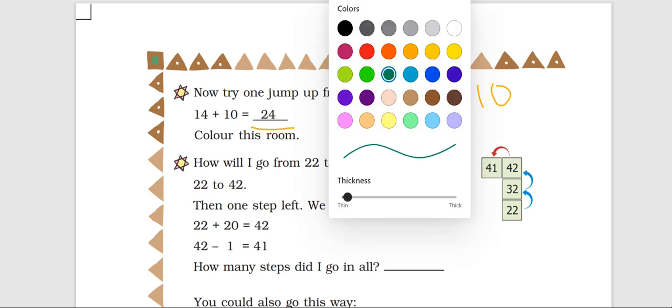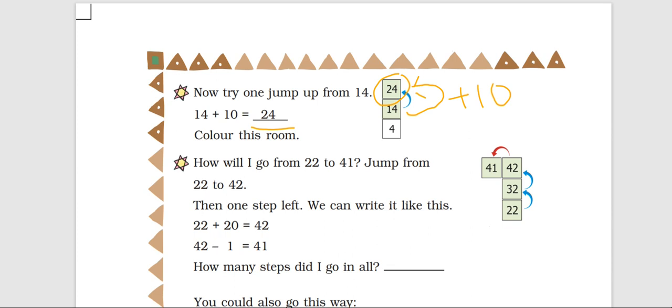We will see one more example. How will I go from 22 to 41? Jump from 22 to 42. Then one step left. We can write it as 22 plus 20 is 42. So you took 2 rows up, and then 42 minus 1. You took one step left, is 41.